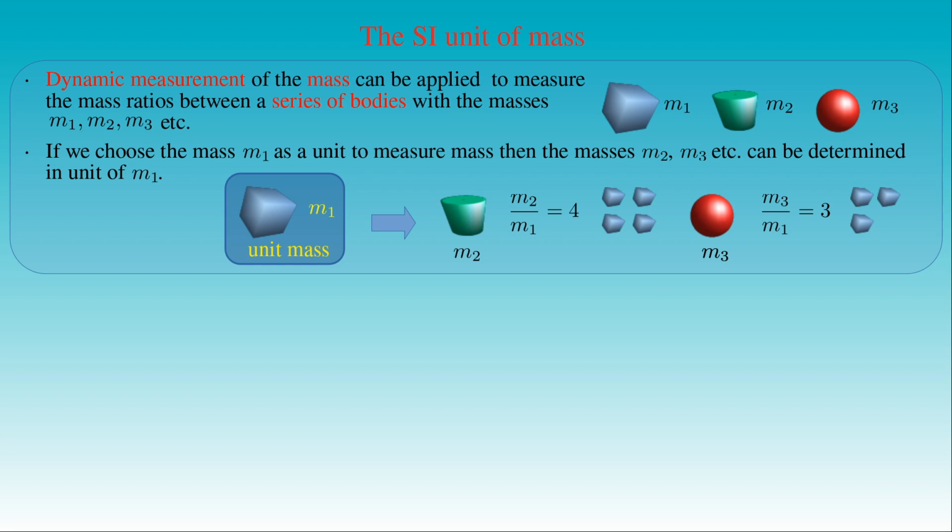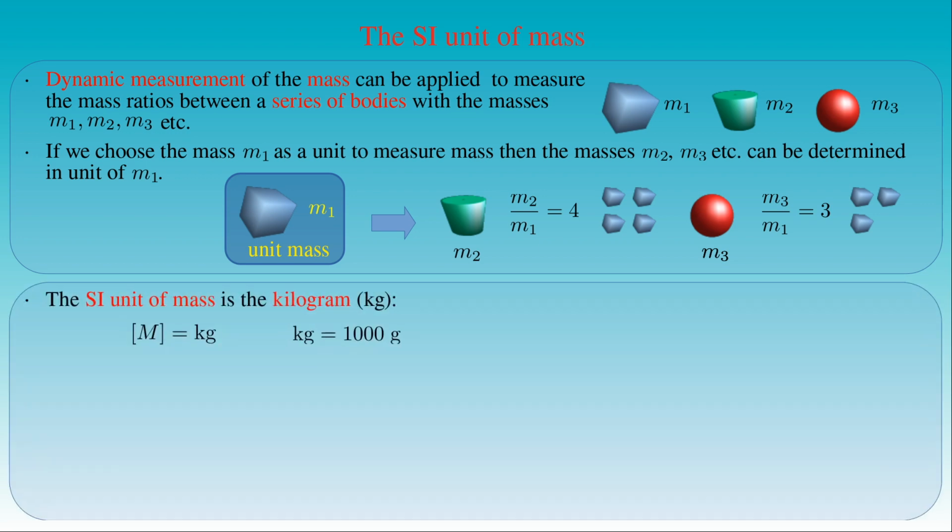Then we measure the ratio of the mass m2 of the cylinder to the unit mass m1, which is equal to 4. That is, the mass of the cylinder is equal to 4 measured in units of m1. Similarly, we can measure the ratio of the mass m3 of the sphere to the unit mass m1, which is equal to 3. Then the mass of the sphere is equal to 3 measured in units of m1. This procedure can be repeated for any member in the series of the bodies. Based on this principle, we can introduce the unit of mass in physics.